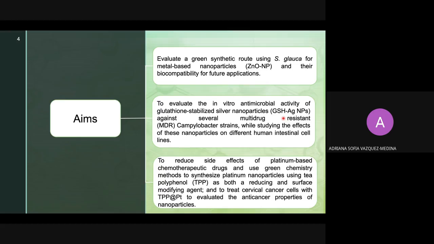The second aim of today's seminar is to evaluate the in vitro antimicrobial activity of the glutathione-stabilized silver nanoparticles against several multi-drug resistant Campylobacter strains while studying the effects of these nanoparticles on different human intestinal cell lines. The third aim, of the third paper, is to reduce the side effects of platinum-based chemotherapeutic drugs and use green chemistry methods to synthesize platinum nanoparticles using tea polyphenol to ultimately evaluate the anti-cancer properties of said nanoparticles.